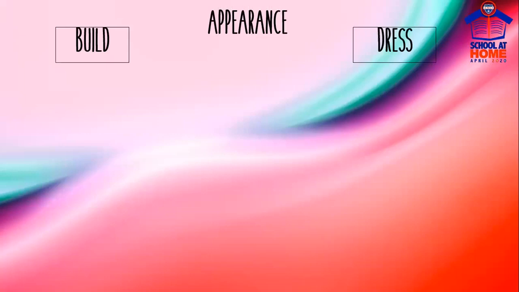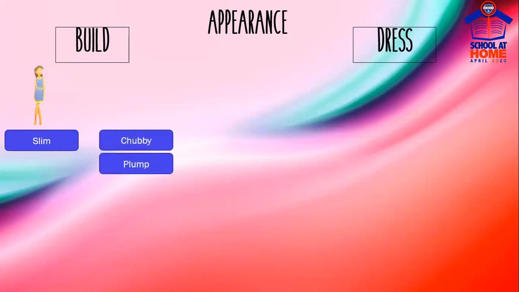Then we're gonna talk about build and dress, okay? So basically build is how you look. For example, the first one, slim, it's like thin, when a person is thin or slim. It's like the girl that we have in there. Chubby or plump, okay? Both mean the same, they are synonyms. Chubby and plump mean that the person is kind of fat, something like that. So you can say chubby or plump, okay? They are synonyms.